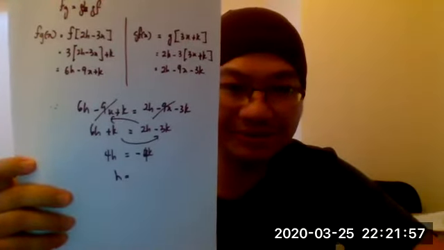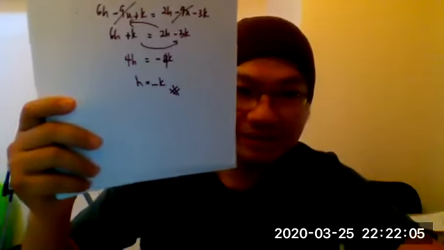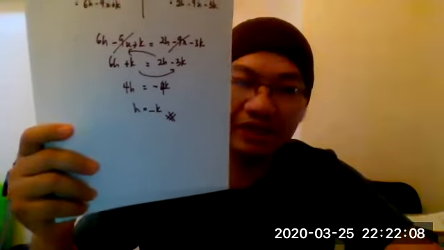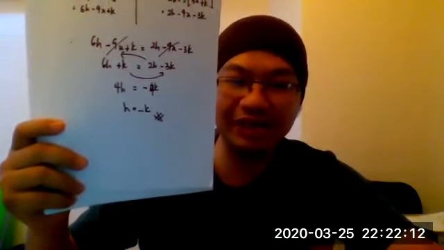H equals to negative K. That is the final answer. Yay, very good. Equals to negative 4K. So H equals to negative K.